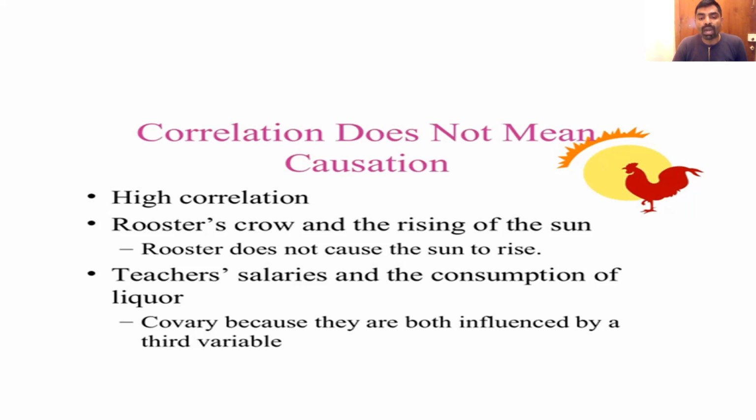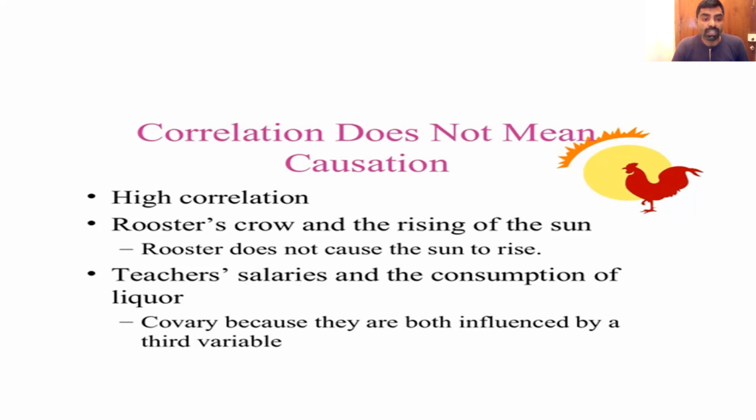Example: the rooster's crow and the rising of the sun. The rooster does not cause the sun to rise. We call it incidental. It may be incidental, but it may not be true. There is no connection between the rooster crowing and the sun rising at the same time. It doesn't mean that if there is no rooster, there is no sunrise. No. So it means there is a high correlation, but this is not cause and effect.